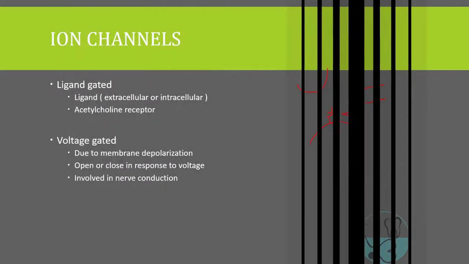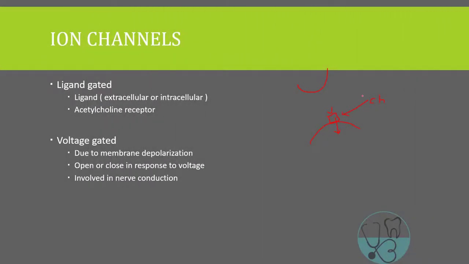So gated ion channels are either ligand gated or voltage gated. Ligand is a molecule which binds to a specific receptor. This acts as a chemical stimulus. It can be either intracellular or extracellular. One of the most popular examples is the acetylcholine receptor.